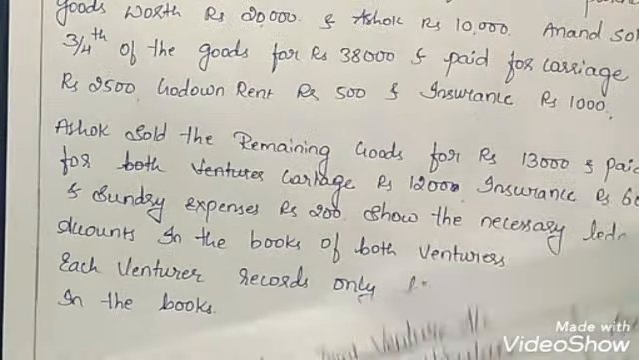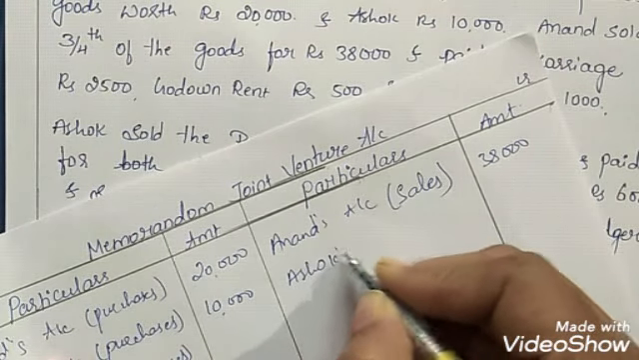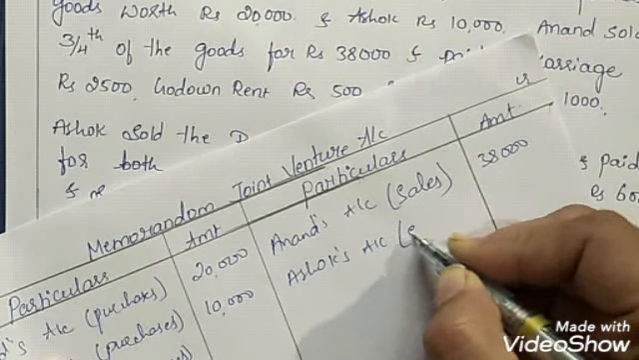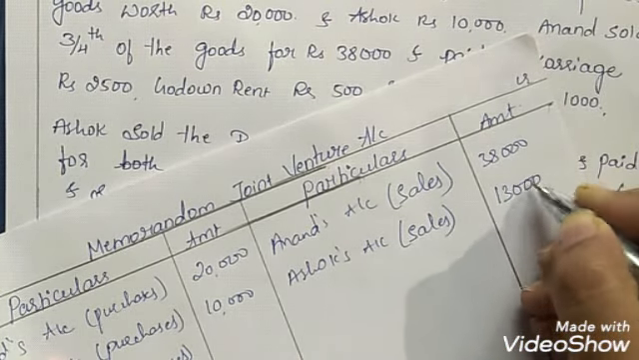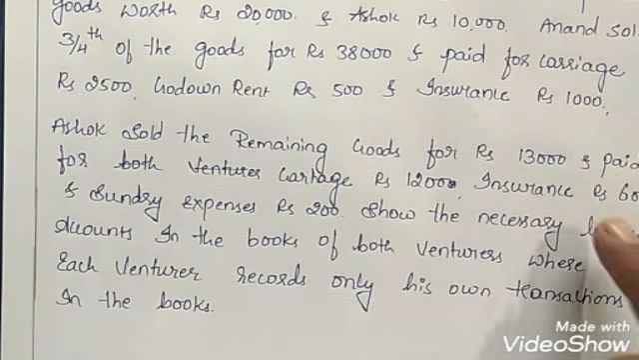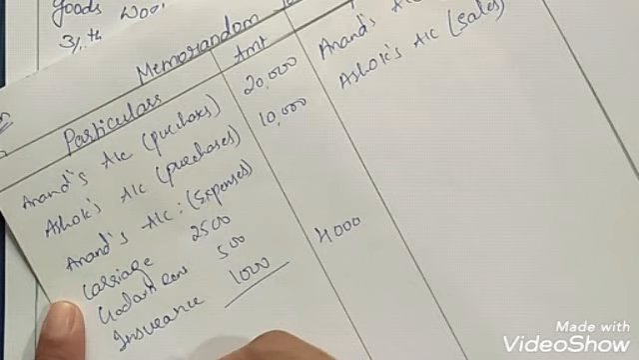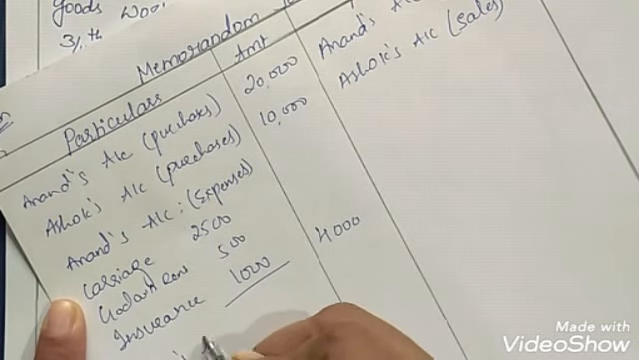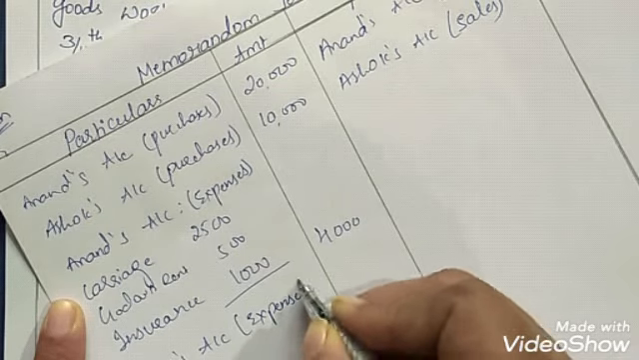First of all, record the sales: Ashok's account, in brackets sales. He has sold the goods for rupees 13,000. Then he has to pay for certain expenses, so mention Ashok's account, in brackets expenses.